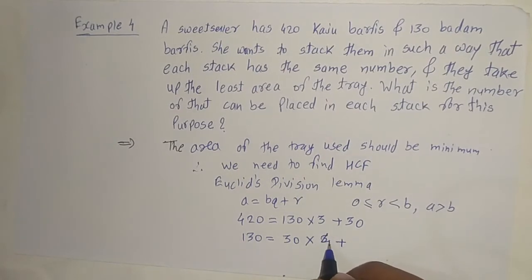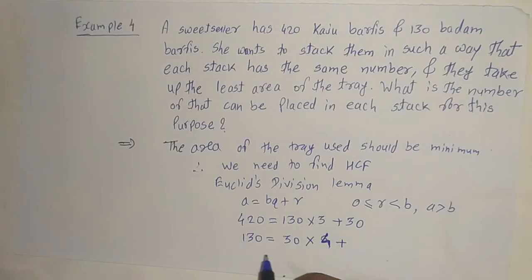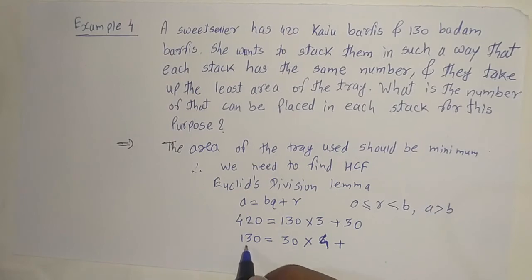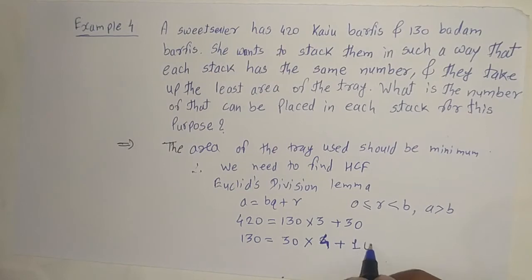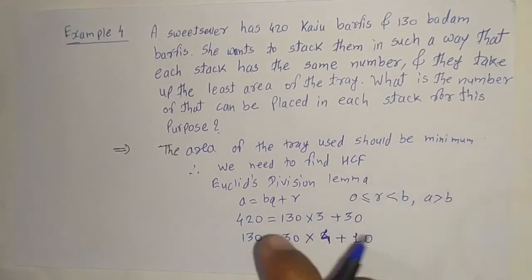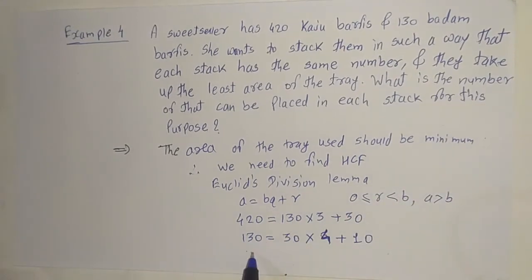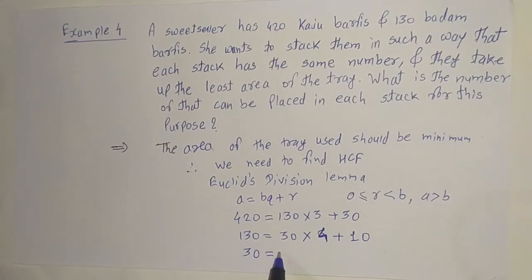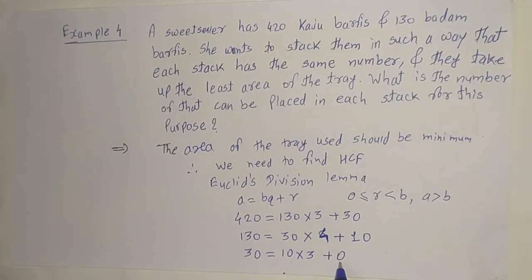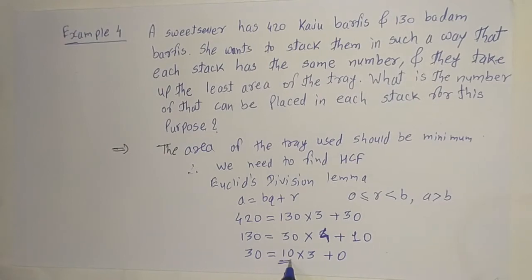It will be around 120, so it will be around 130. So 30 into 4 is 120. 130 minus 120 will be 10. So again, in the next step, the divisor becomes the dividend, the remainder becomes the divisor. 10 into 3 is 30, it will be an exact number, so 30 minus 30, the remainder will be 0. Once the remainder is 0, we got our HCF as the divisor in this step, which is 10.